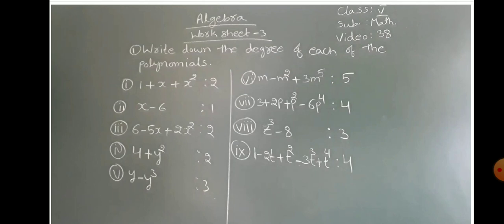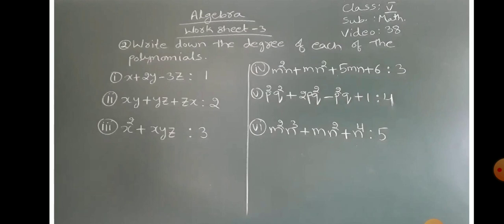Okay. So now, based on the degree of a polynomial, we have one more question to discuss. Let us see now. Here it is. This is the second question. Here also he is asking to find the degree of each of the polynomials. The first one is x plus 2y minus 3z. The first term degree 1, second term degree 1, and third term degree is also 1. That's why this polynomial degree is 1.